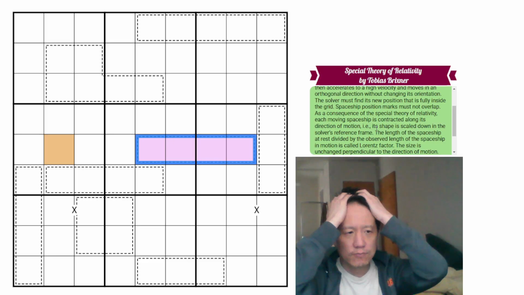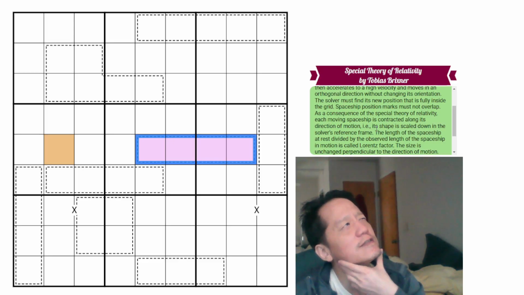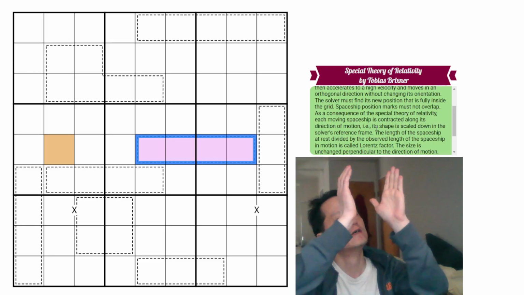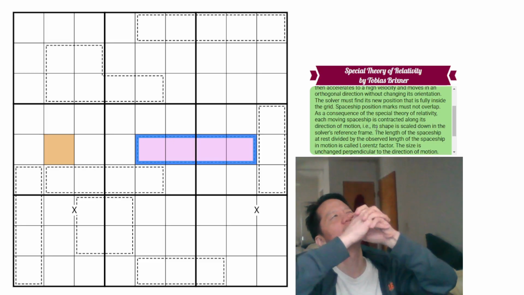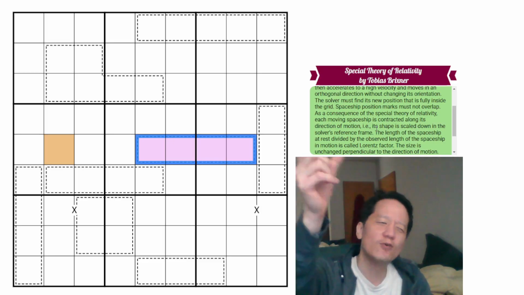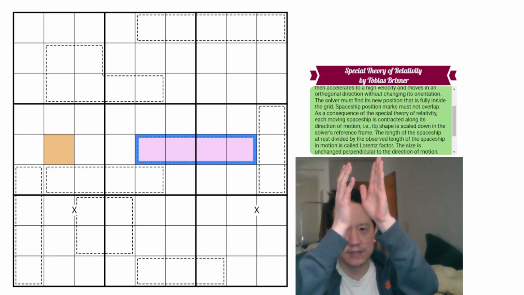I don't even know if that's necessarily the case. I'm assuming it's correct. It contracts, which I guess is kind of counterintuitive, right? Because if it's going really fast, it basically shrinks.